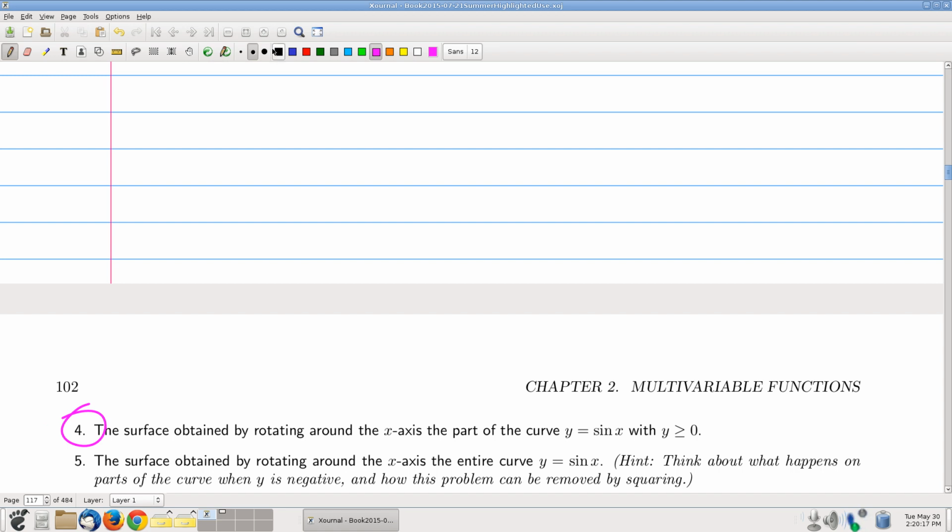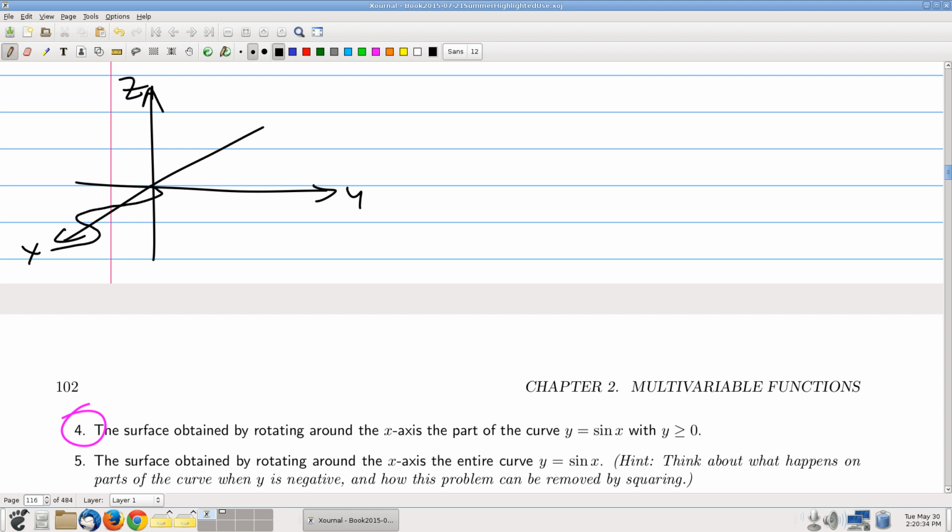So let me draw a picture because it's easy to get turned around. Here's our picture, x, y, z, and y equals sine x. Here's what y equals sine x looks like. My picture is not big enough, of course. Now we're interested specifically in the part of that curve with y greater than or equal to 0. How do we separate that?